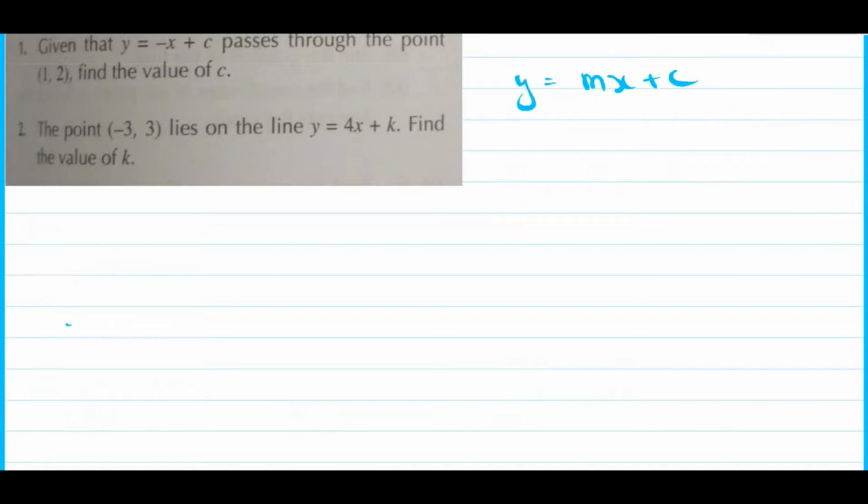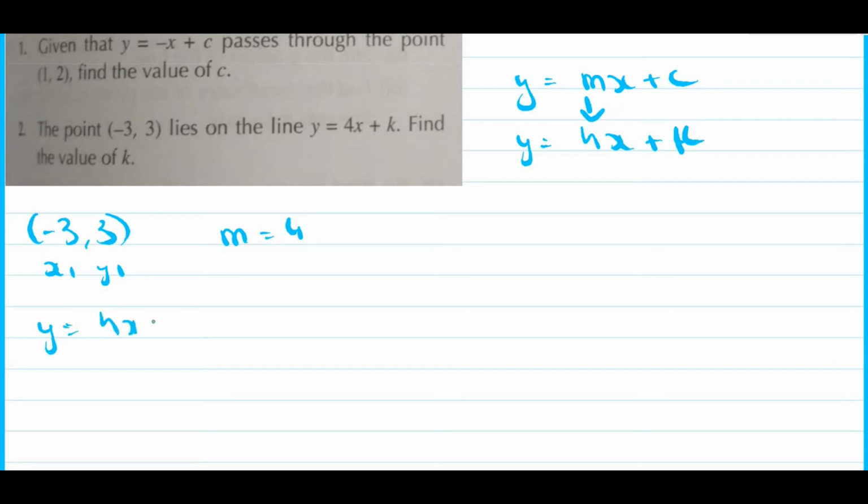Now let's move on to question 2. In question 2 it says that minus 3, 3 lies on the line y is equals to 4x plus k. So y is equals to 4x plus k. Now we already know that the points are minus 3, 3, which you can write as x1, y1, and your gradient is 4. Now y is equals to 4x plus k.